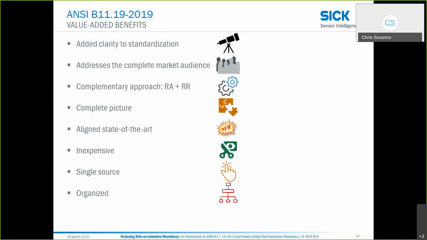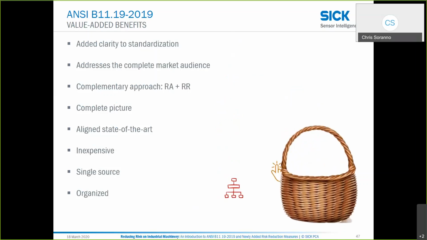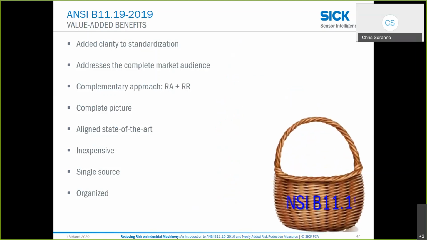It is a single source document to begin your journey of risk reduction, and we've tried to organize it in a way that makes it usable and readable and understandable. So by doing so, what we tried to do is create a single basket of information with a high level of value in it.